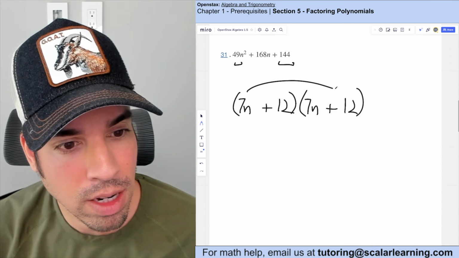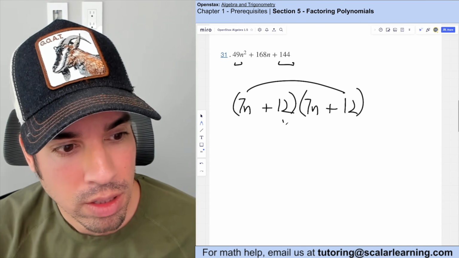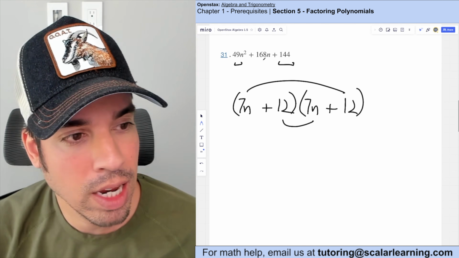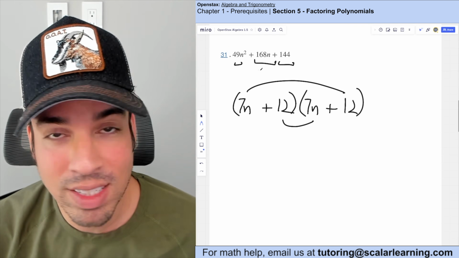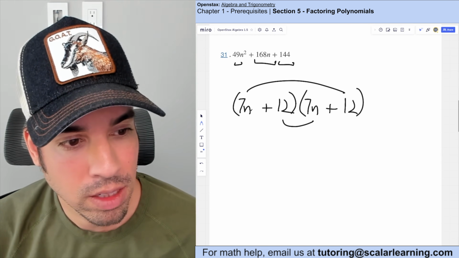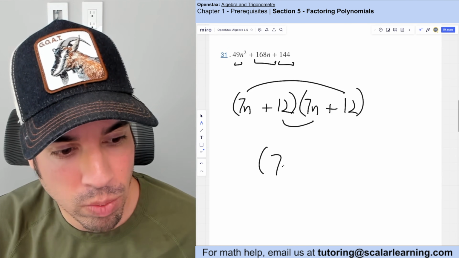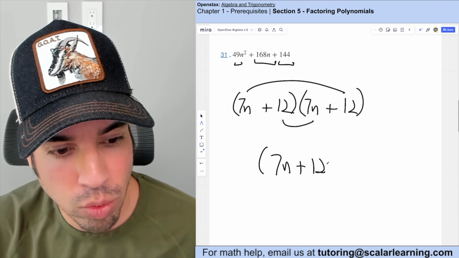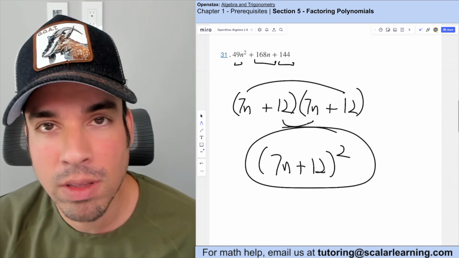And 7 times 12 is 84. Same here. 84 plus 84 does indeed add up to 168n, which means we factored it correctly. And since it's a repeat of the same binomial, we can write this as (7n + 12) squared, boom, done.